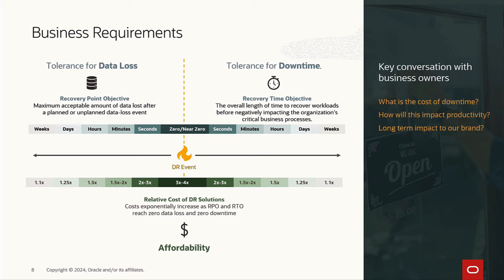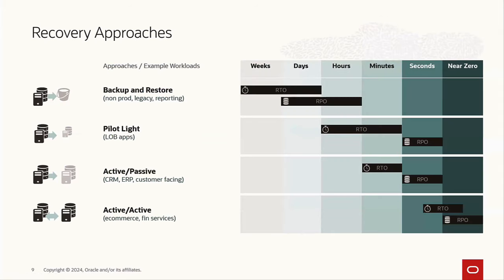So if your prod costs you $1,000 a day, your run rate for doing a full-on active-active to get that 0 RTO and RPO can be $3,000 or $4,000 a day. So affordability is very important as we talk with the business, to make sure they understand that as we get down to 0, the cost is higher. But the nice part is, oftentimes once we've had that conversation and it's going to be expensive, we've got some other options, right?